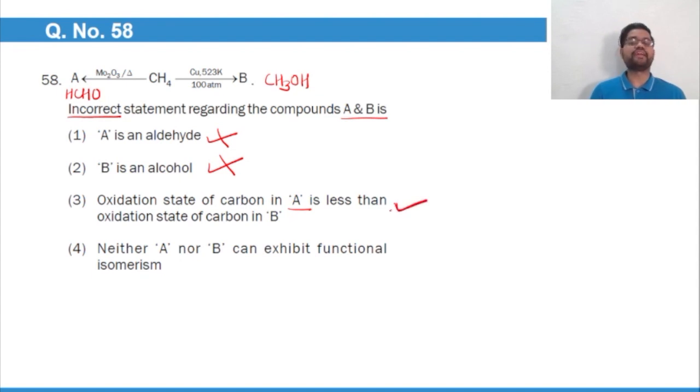The statement is wrong and that is the right answer. Here aldehyde is more oxidized and alcohol is less oxidized. So it is actually vice versa. Okay, so 58, option number 3 is the right answer. The statement is incorrect. We need to know the incorrect statement, and the option is right.